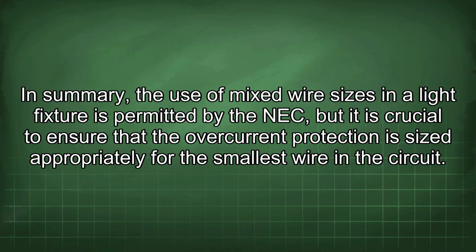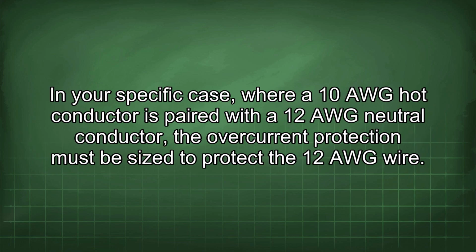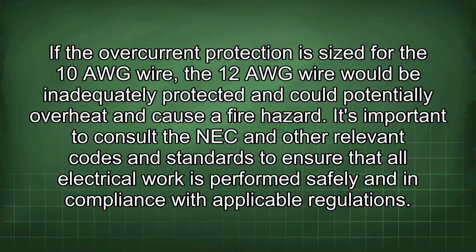In summary, the use of mixed wire sizes in a light fixture is permitted by the NEC, but it is crucial to ensure that the overcurrent protection is sized appropriately for the smallest wire in the circuit. In your specific case, where a 10 AWG hot conductor is paired with a 12 AWG neutral conductor, the overcurrent protection must be sized to protect the 12 AWG wire. If the overcurrent protection is sized for the 10 AWG wire, the 12 AWG wire would be inadequately protected and could potentially overheat and cause a fire hazard.